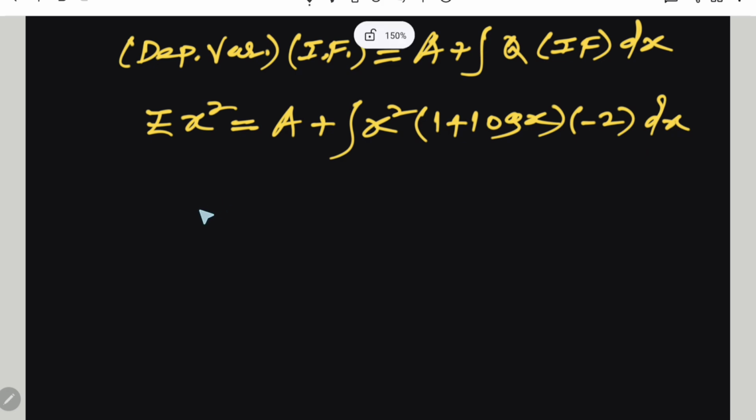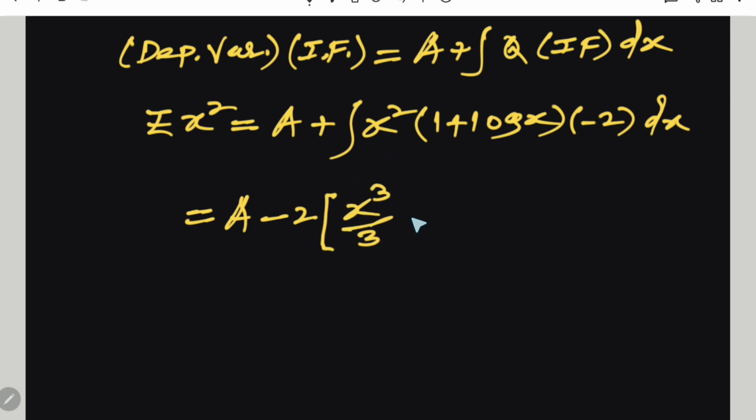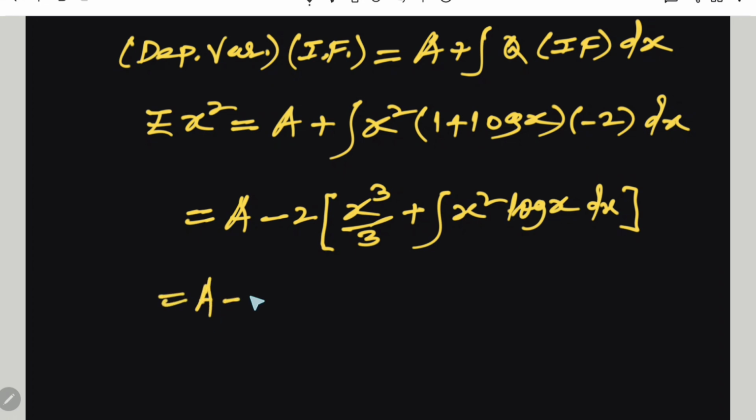Therefore, we can take minus 2 outside the integral sign: A minus 2 times integration of x square. Integration of x square is x cube by 3. And then the second term is integration of x square into log x. It is a product of two terms, therefore integrating it by parts: the first term is log x, integration of the second is x cube by 3. Then minus, A minus 2 times x cube by 3 as it is. Here the first term is log x that we write in bracket, and integration of the second.